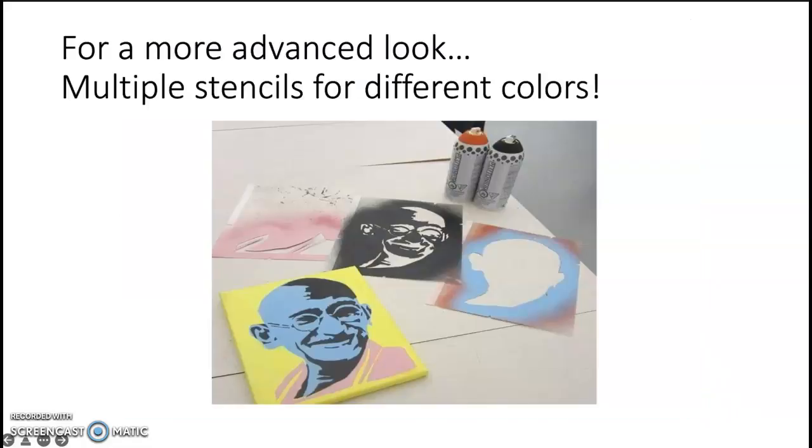Okay, so again, yeah, you can make multiple stencils to have different colors. So if you look at this completed image of Gandhi, we see 1, 2, 3 different colors. So there's a separate stencil for each one. You would have done probably all the blue. So that would have been the whole face. And then the pink, and then the black on top. Okay, so here's an example of the stencil.